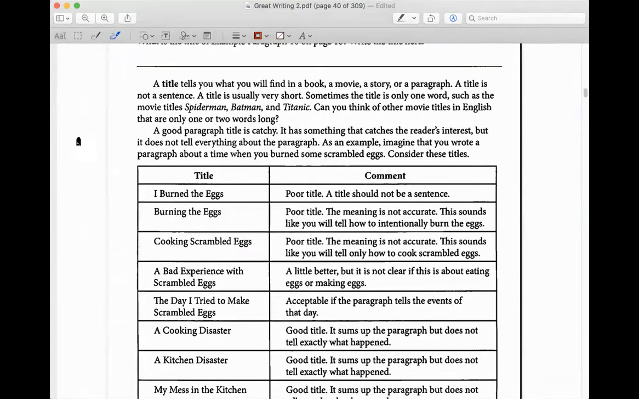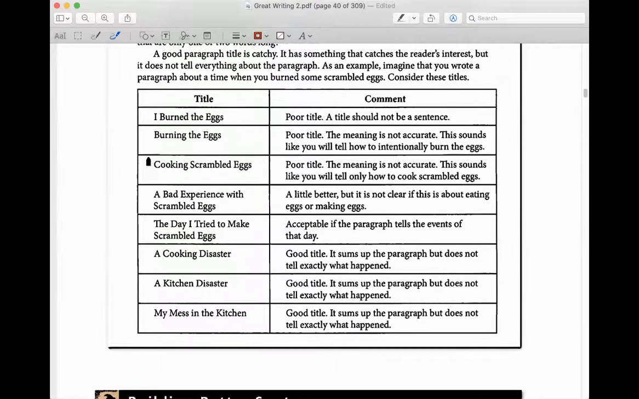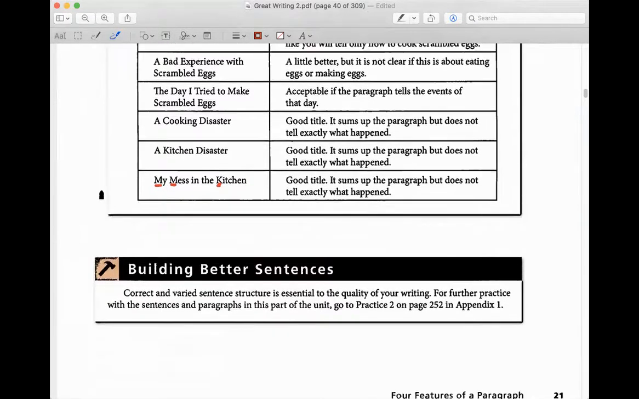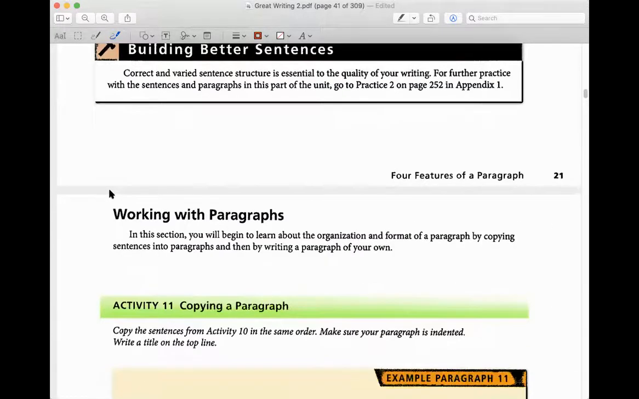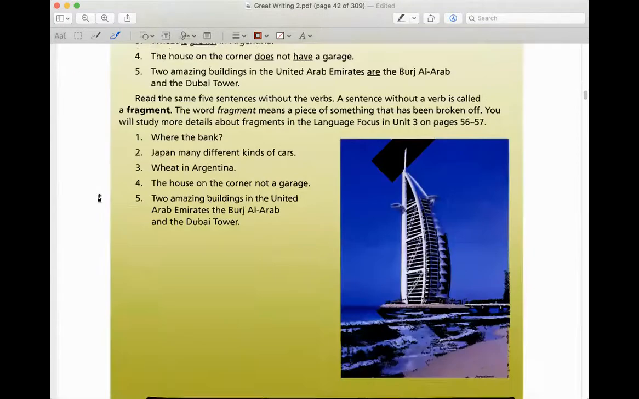Titles. If you write a paragraph, make sure you give it a title, make sure it's a good title, and pay attention to what we call title case, the words that you capitalize in a title. You capitalize the important words, not usually prepositions and articles. All right, so that's from Unit 1.